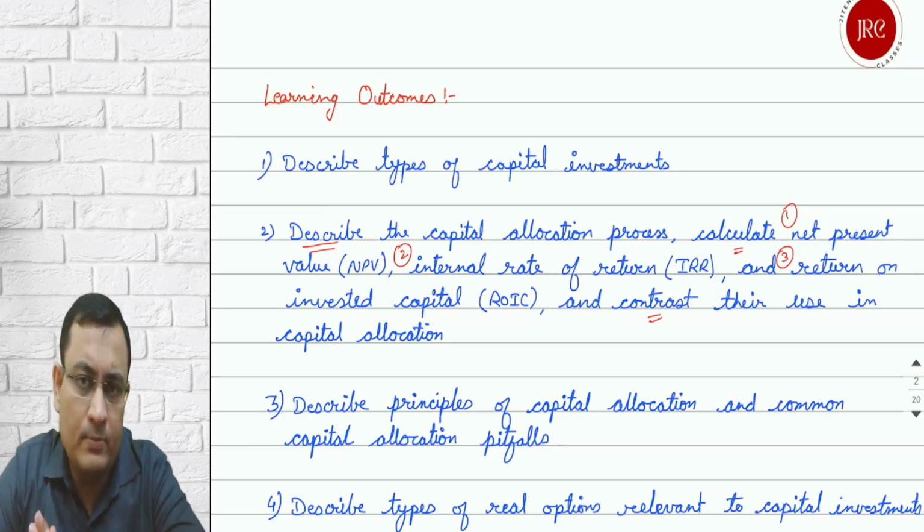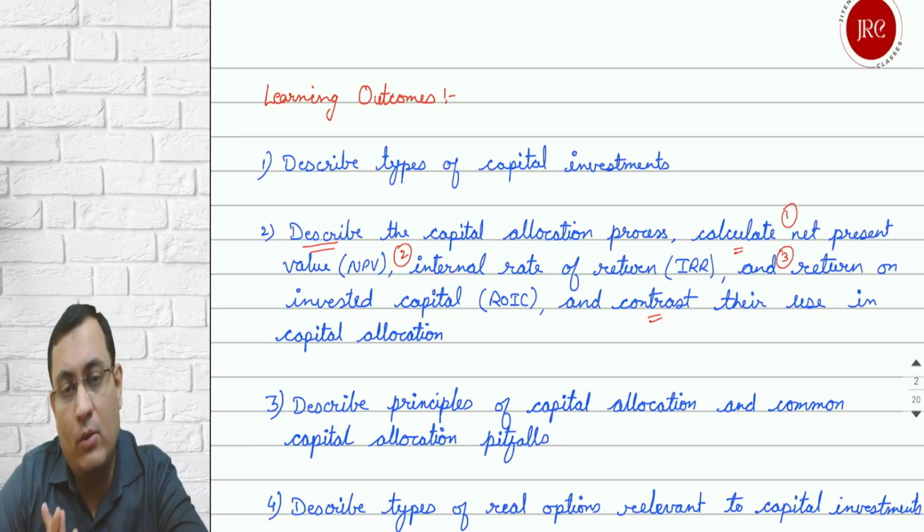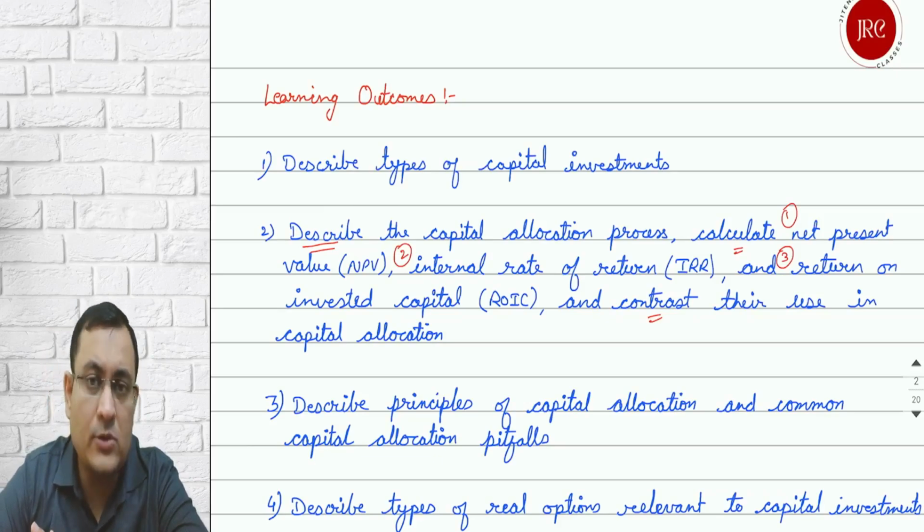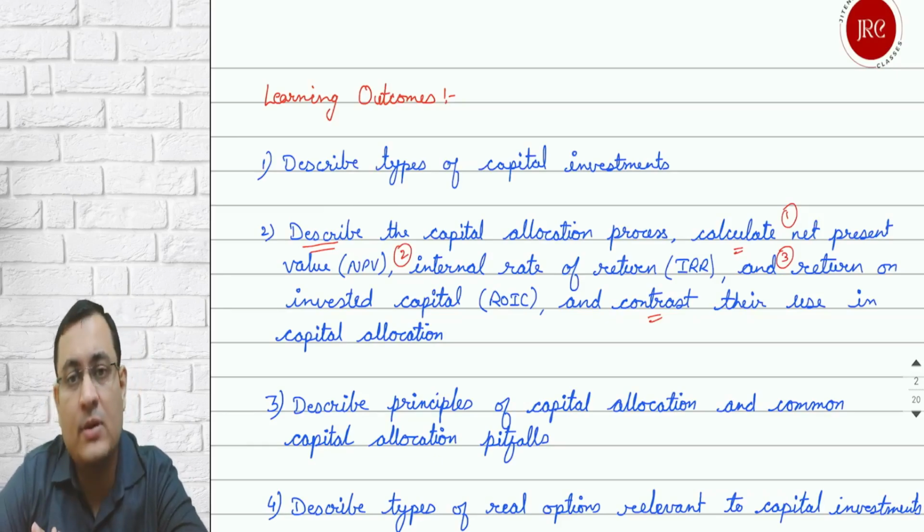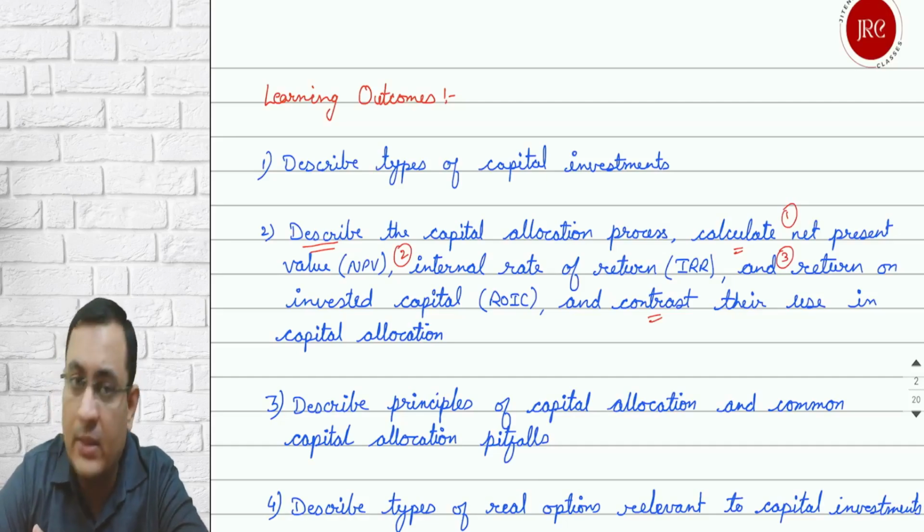So first of all, what is this capital allocation process? What do we mean by this process? What are the steps for this process, and what type of question we may get in the exam?